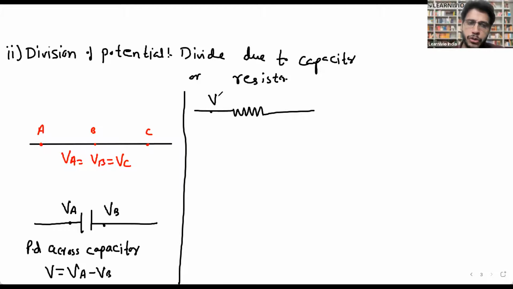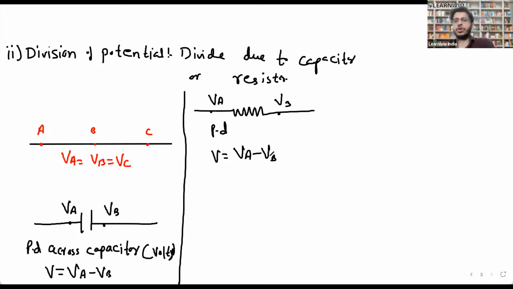At point A, the potential is some VA. And since you have a resistor, the potential will change. Here the potential is VB. So the potential difference, and we also call potential difference voltage, V is VA minus VB. So if you have a straight wire, the potential will remain the same at every point, but due to a resistor and capacitor, the potential will change. I'm giving you one example.